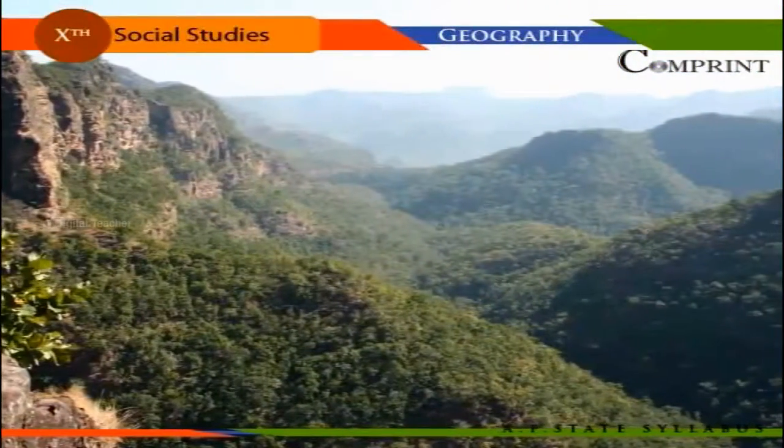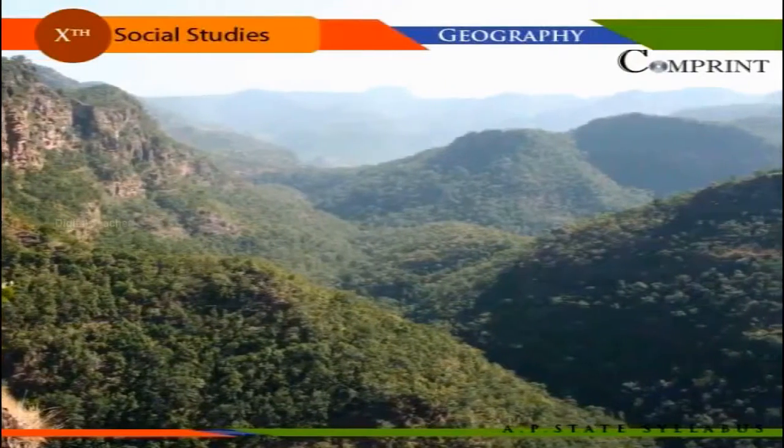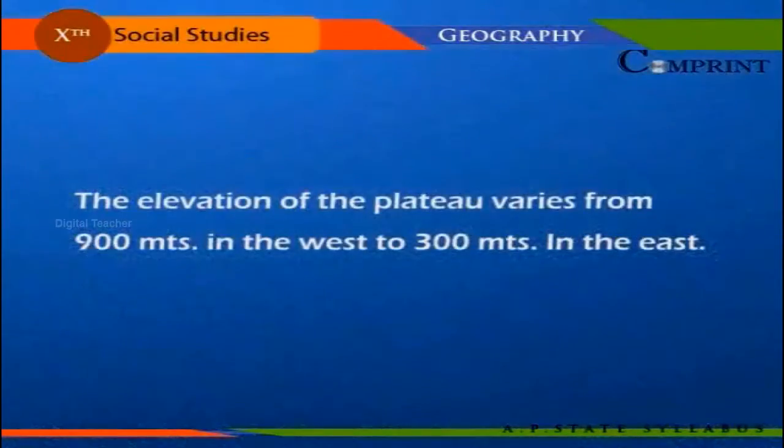The Deccan Plateau is bounded by the Satpura range on the north, Western Ghats on the west and Eastern Ghats on the east. The elevation of the plateau varies from 900 meters in the west to 300 meters in the east.